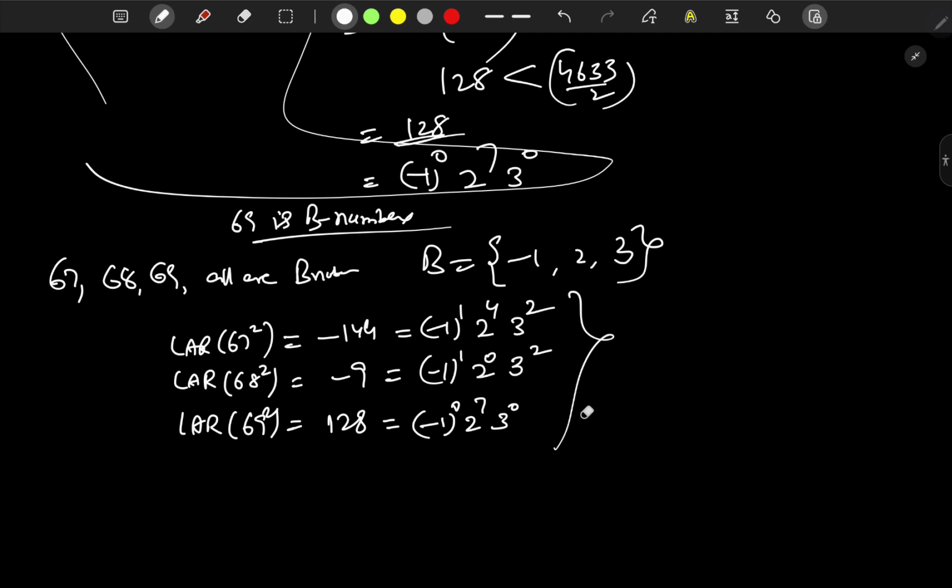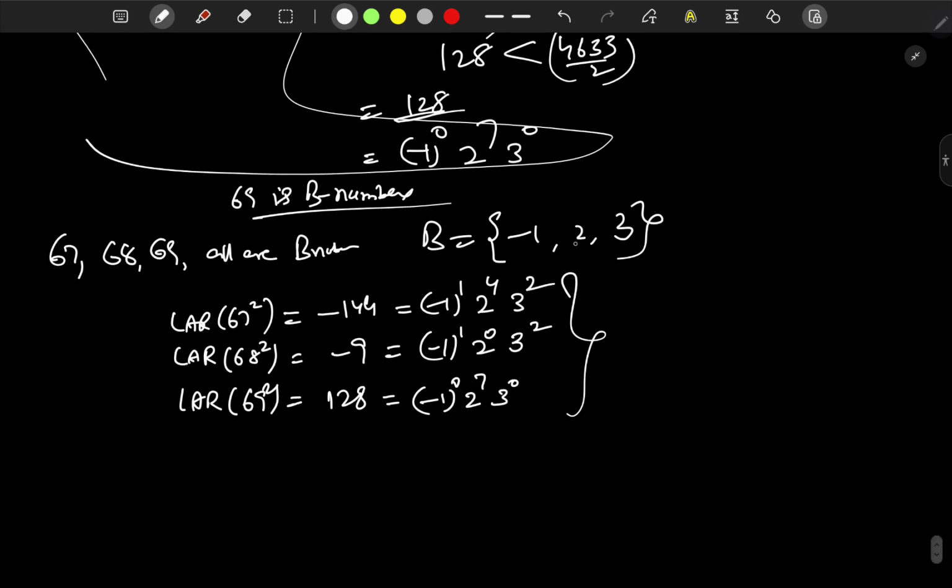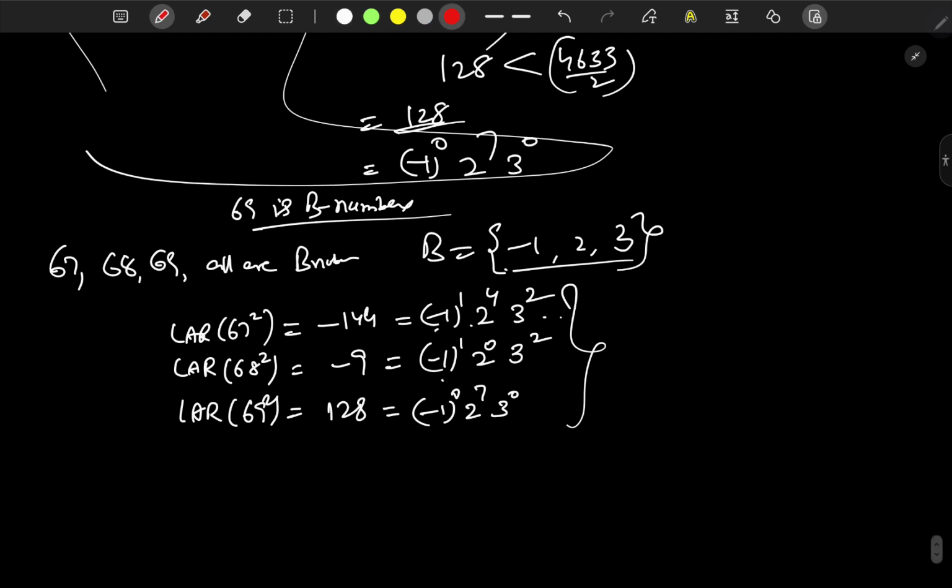So we have written all in order, whatever order it's present in the B set, in that order only: minus 1, 2, 3. I have written all the bases. Okay, now what I'm saying is, now you form the exponents. Okay, 1 4 2, 1 0 2, 0 7 0.